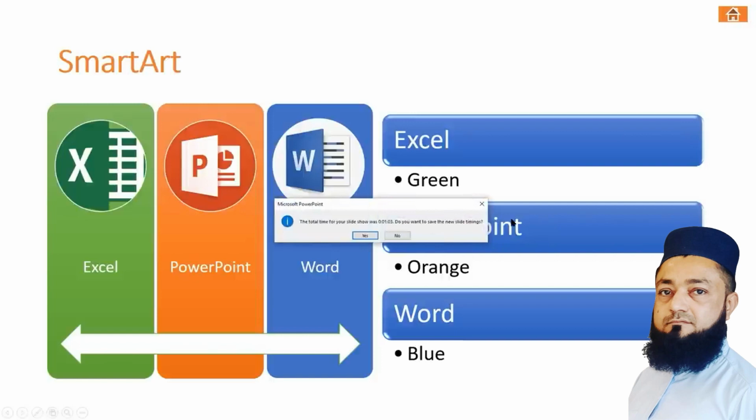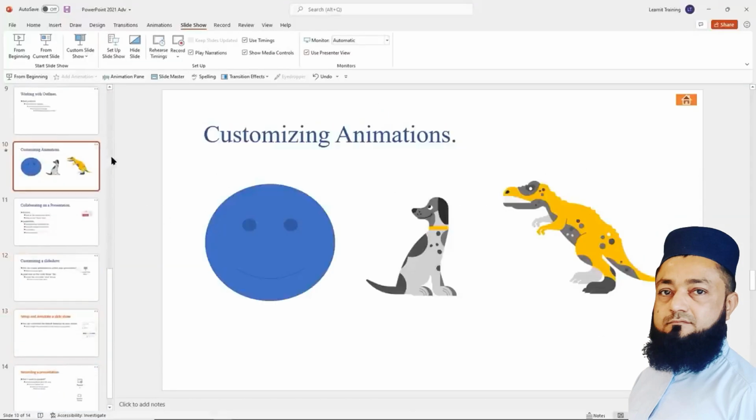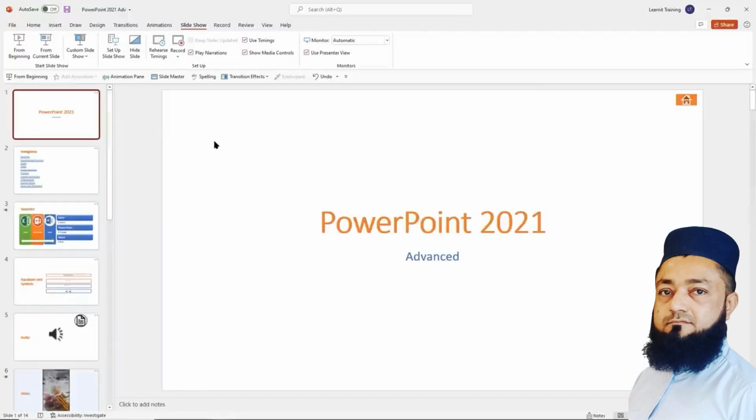And it says the total time for your slideshow was 1 minute and 3 seconds. Do you want to save the new slide timings? I'm going to go ahead and say yes. And now what we'll do is we'll go ahead and run the slideshow just from that first part here.